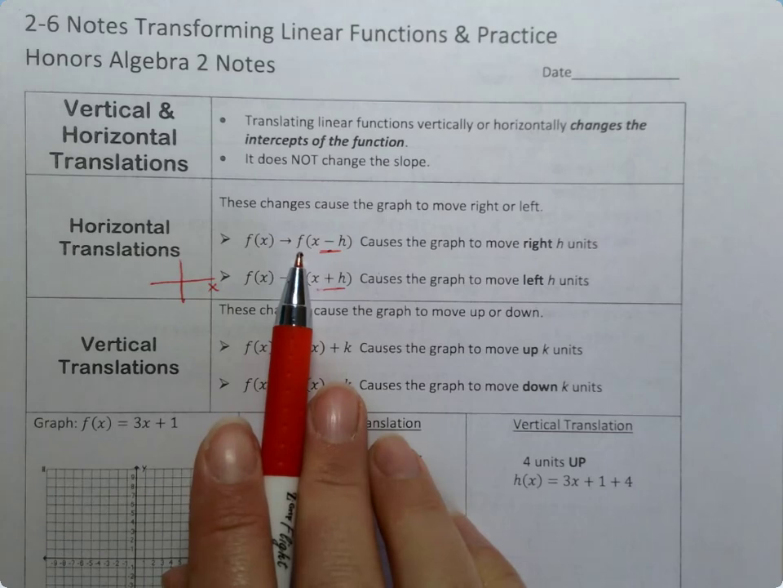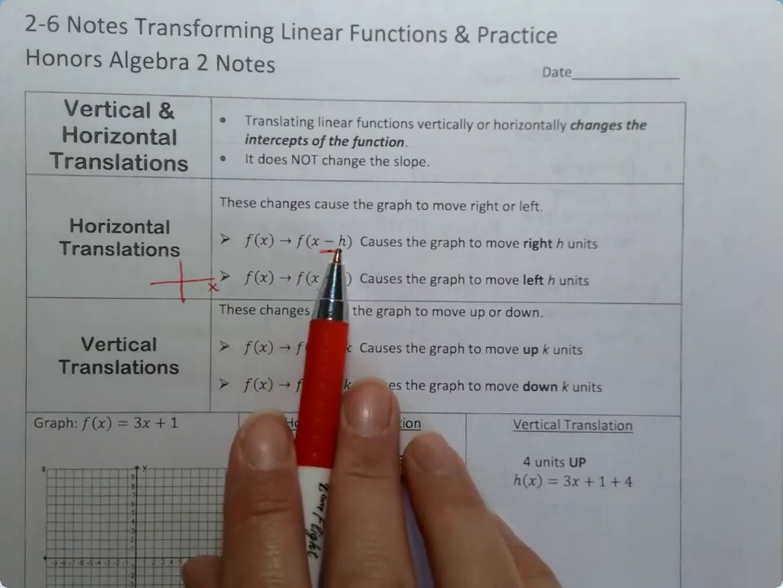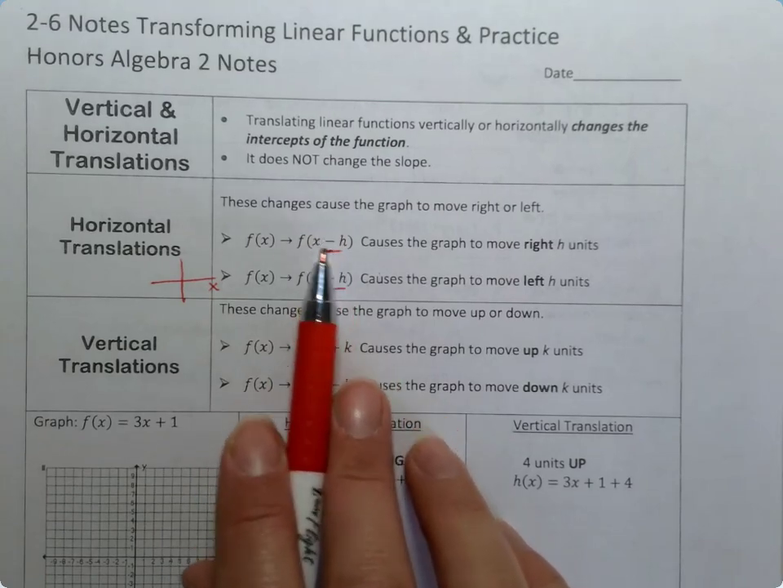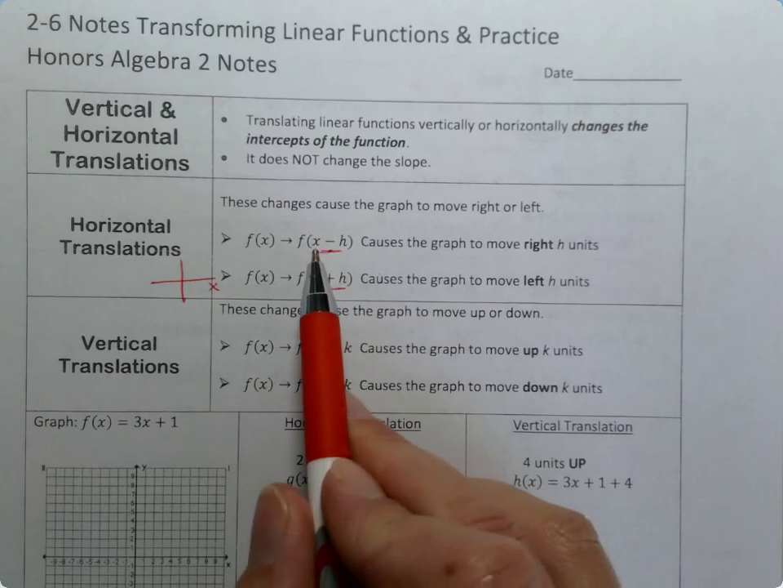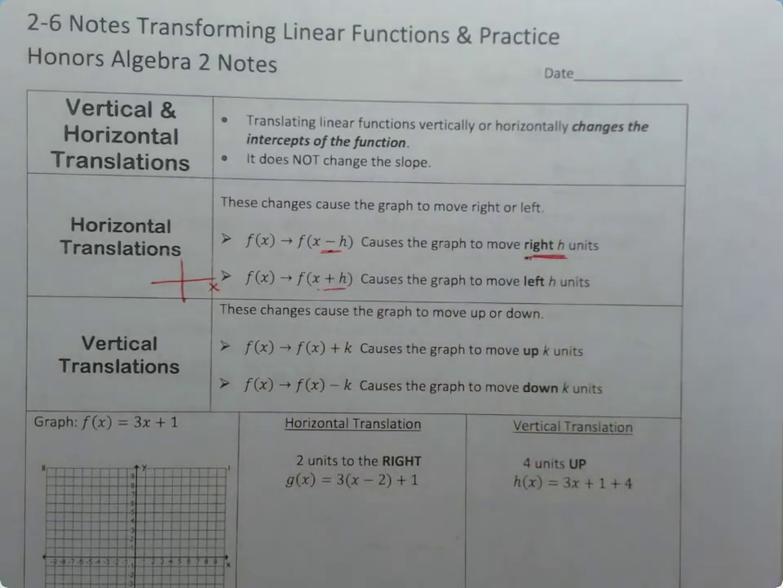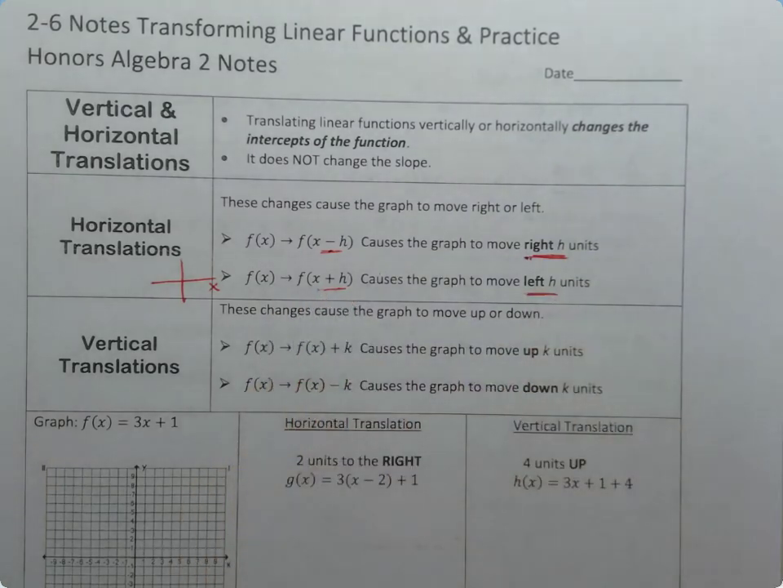Okay, so we have a function, but instead of just having x, we're going to have x and we're going to take away the value h. Now, I know it says minus, but it's the opposite. So if it says x minus h, we're moving the function right h units. If it says x plus h, we're moving the function left h units.